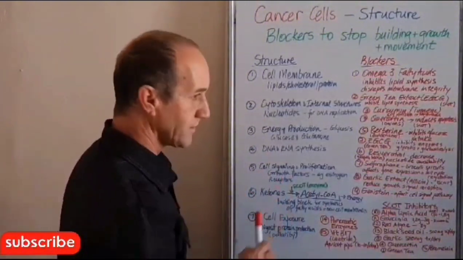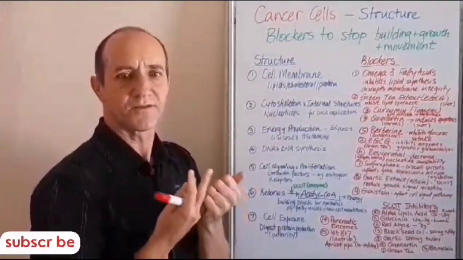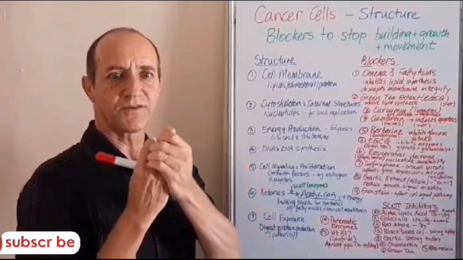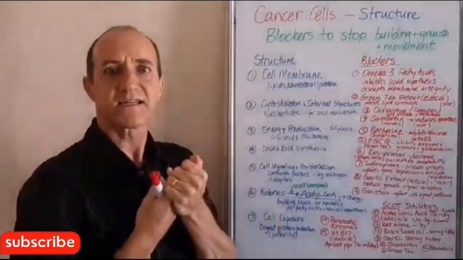Number 6, ketones. When you starve the cancer cell of glucose, you've starved it of glutamine, you've starved it of arginine. These are 3 fuel sources which I'll go over in detail in other videos. The cancer cell is left with ketones.